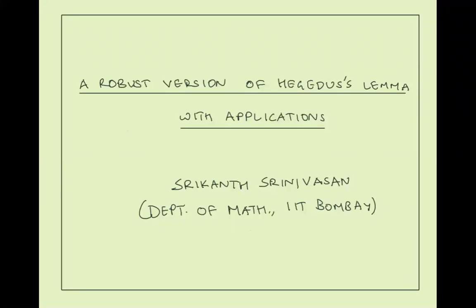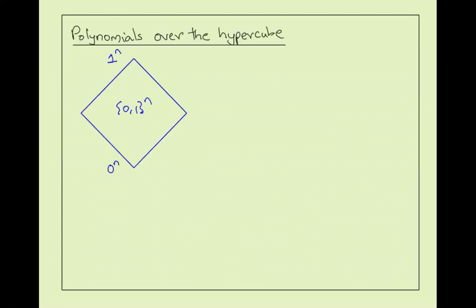Okay, so let me begin. I'm going to be talking about a robust version of Hegedus's lemma, which is a nice lemma in combinatorics with applications to theoretical computer science. This lemma deals with polynomial functions defined over the hypercube.